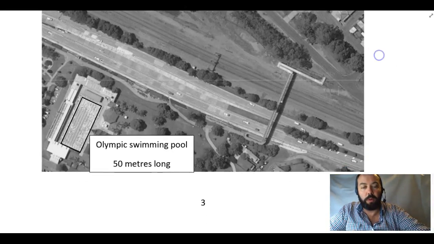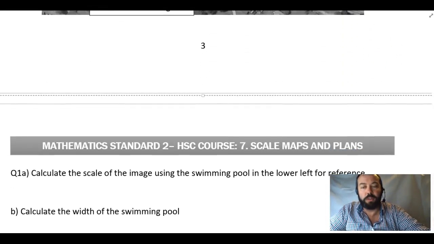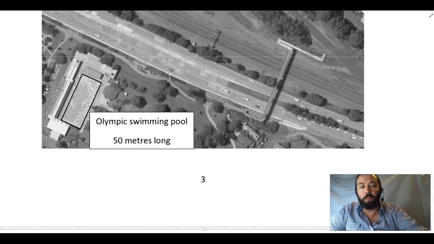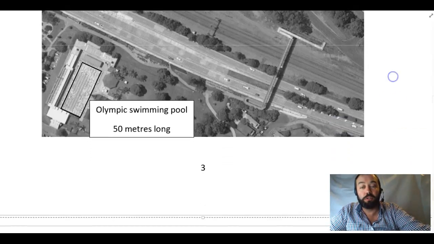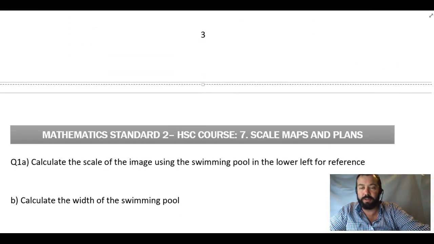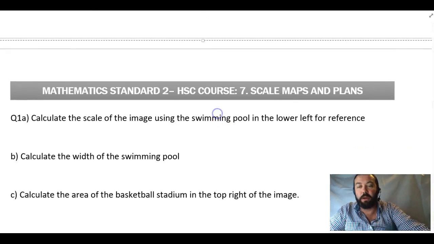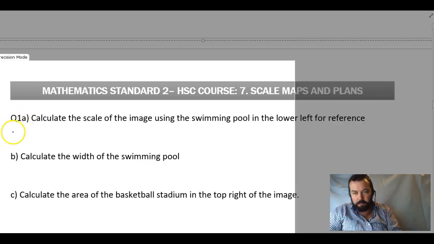So, what are we asked to do here? Question 1: calculate the scale of the image using the swimming pool in the lower left for reference. I would need to pull out my ruler and measure that. I don't have a ruler that I can use here, but I'm going to say it was 35 millimeters. So here we go, I've measured my swimming pool. It was 35 millimeters.